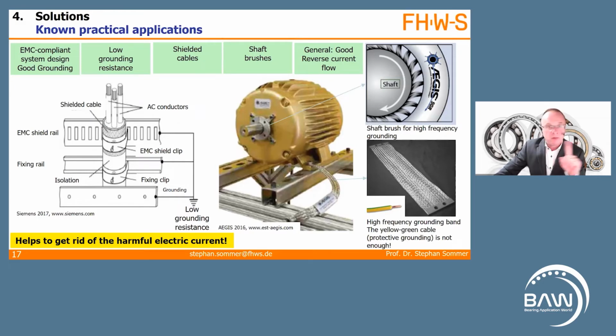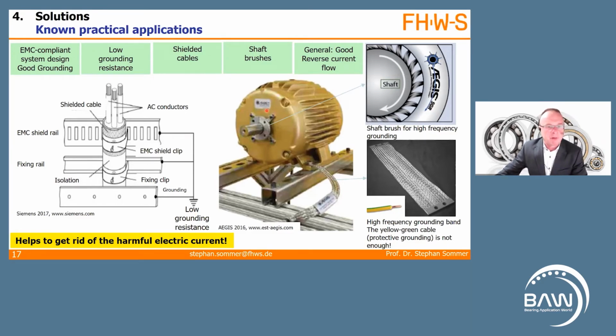over not a yellow-green cable, because yellow-green cables are for protective grounding. What we need here is a high-frequency grounding band, just like this one. And of course, we need a low grounding resistance. That means we have to measure this grounding resistance first, before installing the system.